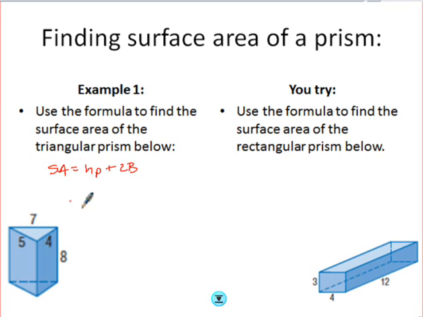So let's see, we have the surface area equals the height, so that's 8, times the perimeter of one of the bases, that's 4 plus 5 is 9 plus 7 is 16, plus 2 times the area of the base. Now the area of this base is a little bit complicated, and we're not going to take the time to do it in the notes. You're going to take my word for it, and I'm going to tell you that the area of that triangle is about 9.8. Okay, and then just some basic calculations.